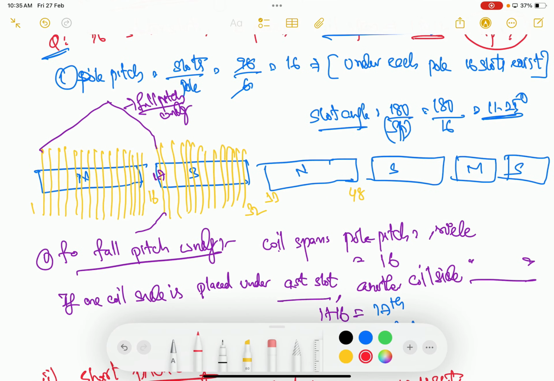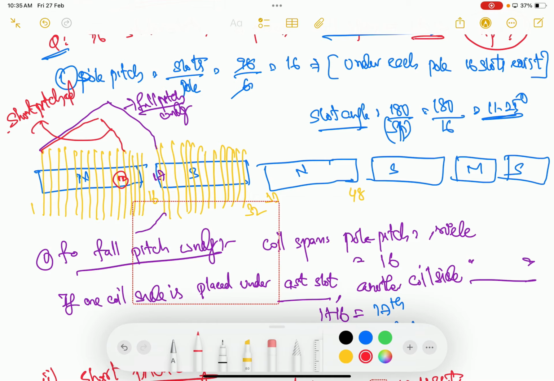I am using different colors so that it is easy for you to understand. From 1 I am connecting it to somewhere at the 12th one. Let's assume that this is the 12th one, so I am connecting it across 12 slots. Now what is the red one which I am representing here? This will be short pitched winding.